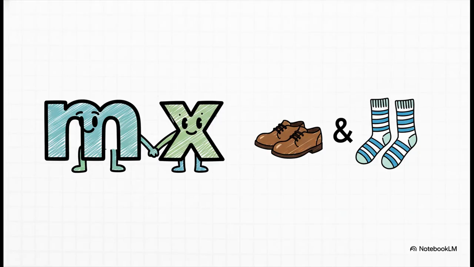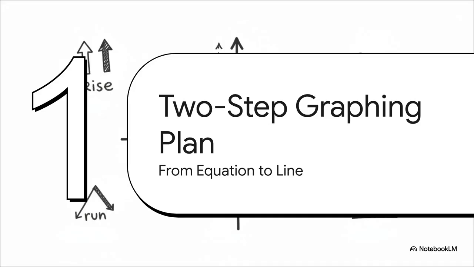And here's a great little trick to remember which is which. Just think: m and x go together like shoes and socks. They're always a pair. So the number that's literally attached to the x, that's always your slope, m. No exceptions.